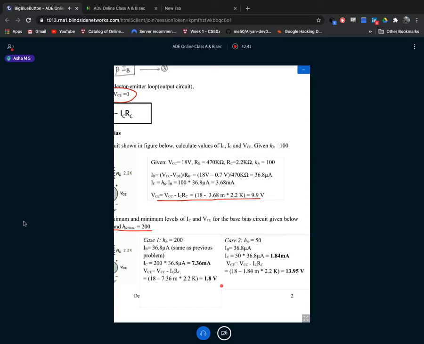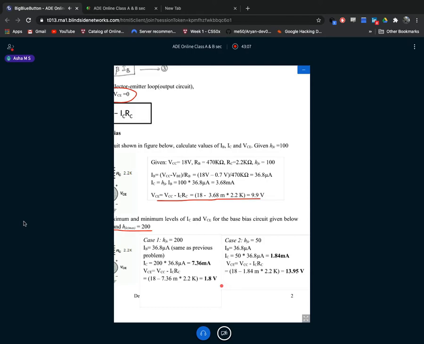The IB value also remains the same as in the previous problem. Only the IC value changes, because for one case you will substitute beta equal to 200 and for the other case beta equal to 50. That's it. You can cross verify once you are done with the problem. Any doubts, people can ask us in the next class regarding that problem.